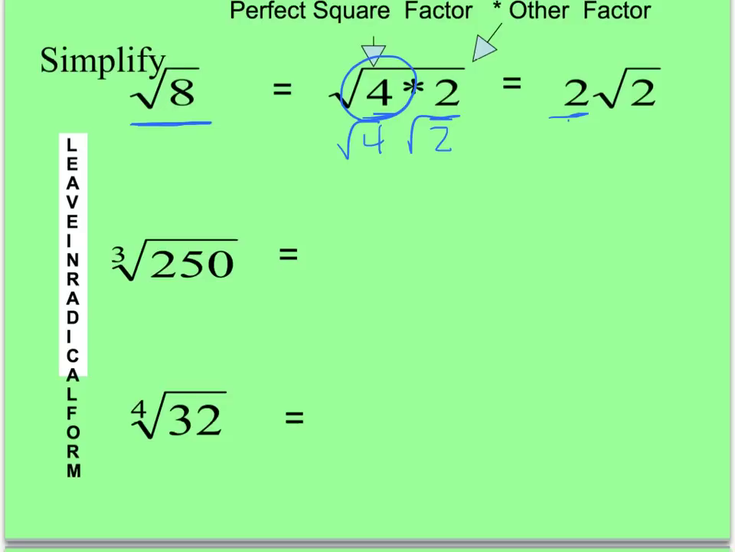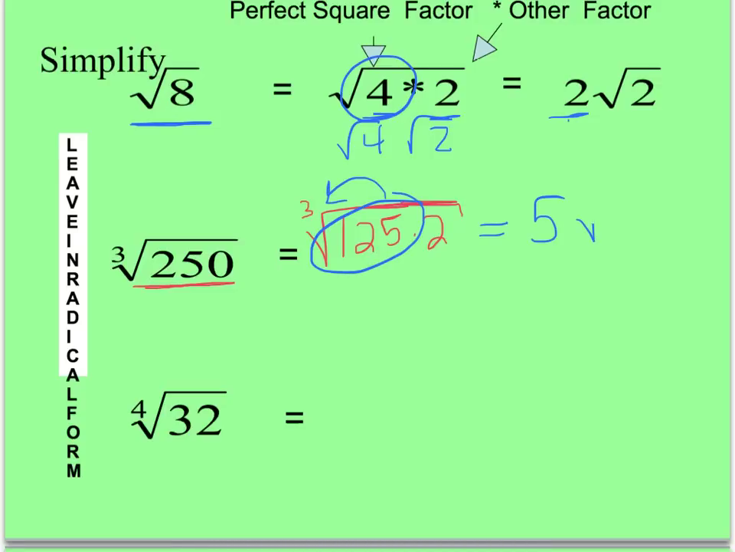When I look down here at the cube root of 250, I need to think to myself, is 250 a perfect cube? So I would look in my list and I would find that it is not a perfect cube. Then I would think, is it divisible by a perfect cube? And hopefully I would see that it is. It's divisible by 125. So I can rewrite that as 125 times 2. And I can take the cube root of 125. It is simply 5. So I have 5 times the cube root of 2 as my answer.